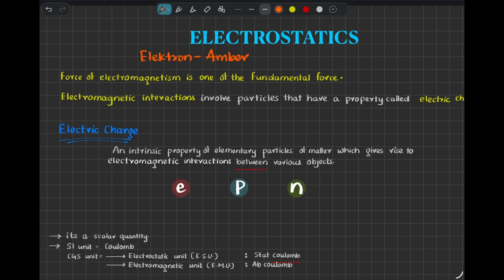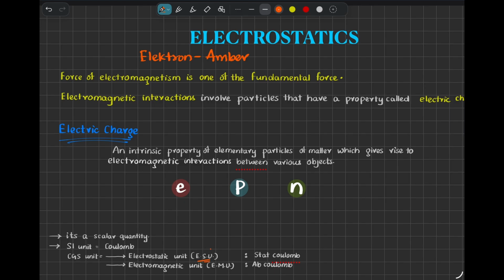It is a scalar quantity and its SI unit is Coulomb. Now it has two CGS units as well. The CGS units are the electrostatic unit and the electromagnetic unit mentioned here. The electrostatic unit we call statcoulomb and the electromagnetic unit abcoulomb. Now the electromagnetic unit we will read about in magnetism. And now let's explain what this electrostatic unit is.